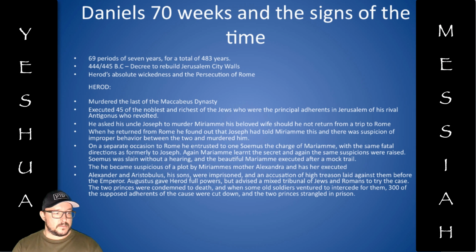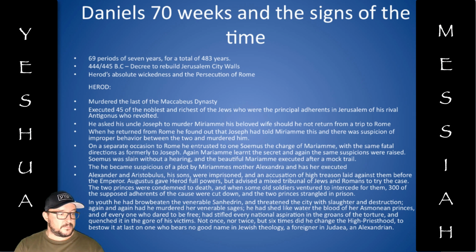Alexander and Aristobulus, his sons, were imprisoned, and an accusation of high treason laid against them before the emperor. These are his own sons. Augustus gave Herod full powers, but advised a mixed tribunal of Jews and Romans to try the case. The two princes were, of course, condemned to death, and when some old soldiers ventured to intercede for them, so they wanted to help his sons, 300 of the supposed adherents of the cause were cut down, and his two sons, the princes, were strangled in prison.